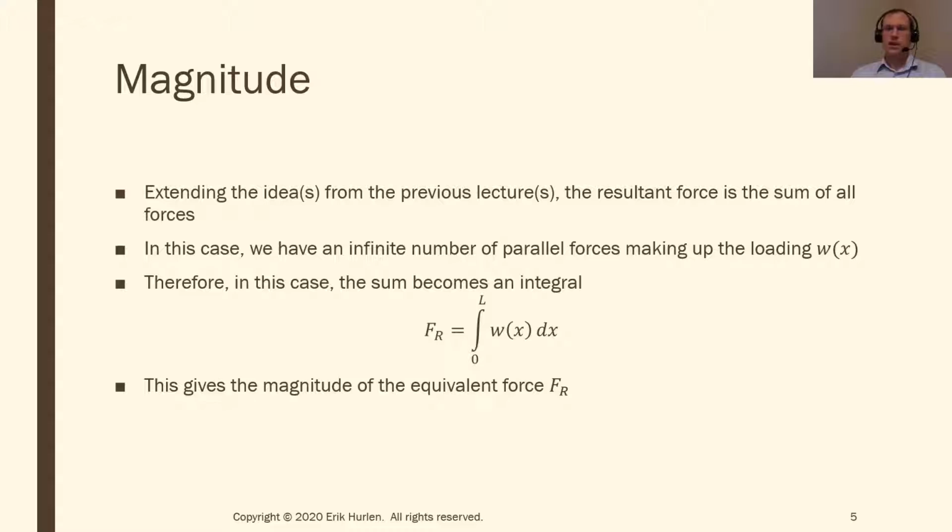So basically all I need to do is integrate that loading function w of x over the entire length of the beam from 0 to L, and that gives me the total net force pushing down from the distributed loading. That should be the magnitude of the point load that I replace it with. So that's how I'm going to find the magnitude of that single point load that's equivalent to the distributed load.